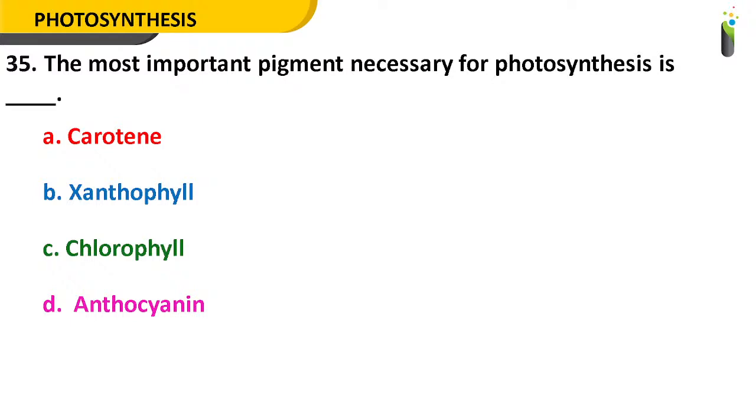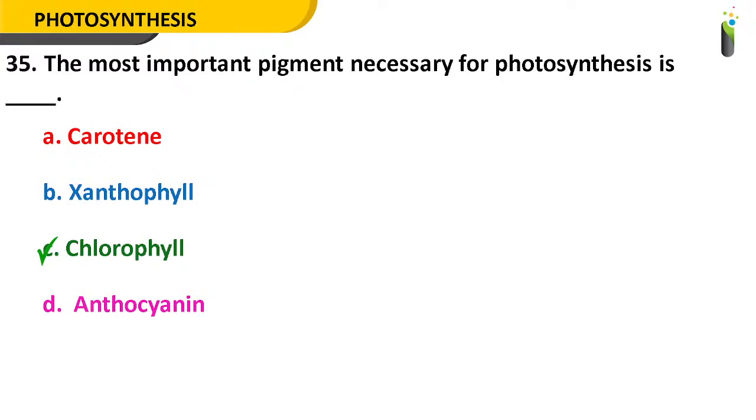Well, the answer for this question is C, chlorophyll. So it is chlorophyll which is essential for photosynthesis. No doubt all these other pigments also have a role to play, that is carotene and xanthophyll, which are collectively called the carotenoids. Anthocyanin does not have any role in photosynthesis, let me tell you.